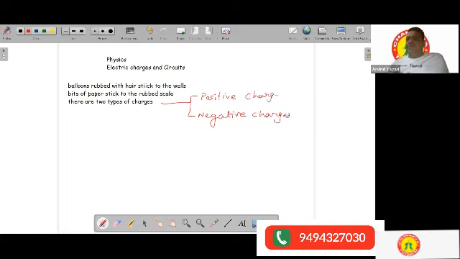Now the two types of charges attract each other if they are opposite to each other. If the charges are opposite to each other, then they attract each other. And if they are similar to each other, then they repel each other. So we know that similar charges repel each other and opposite charges attract each other.